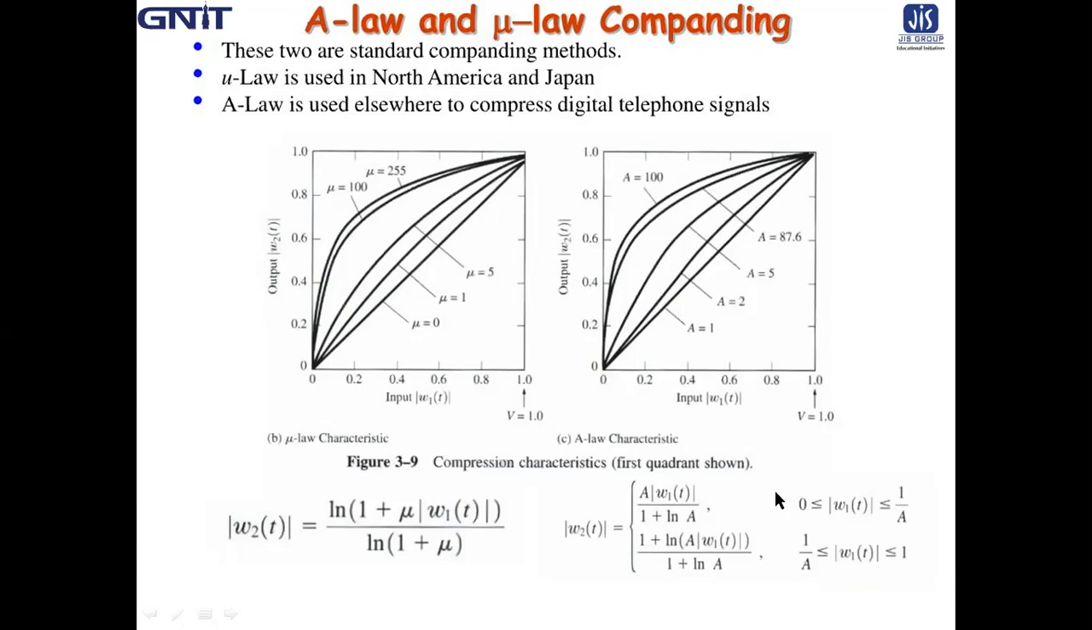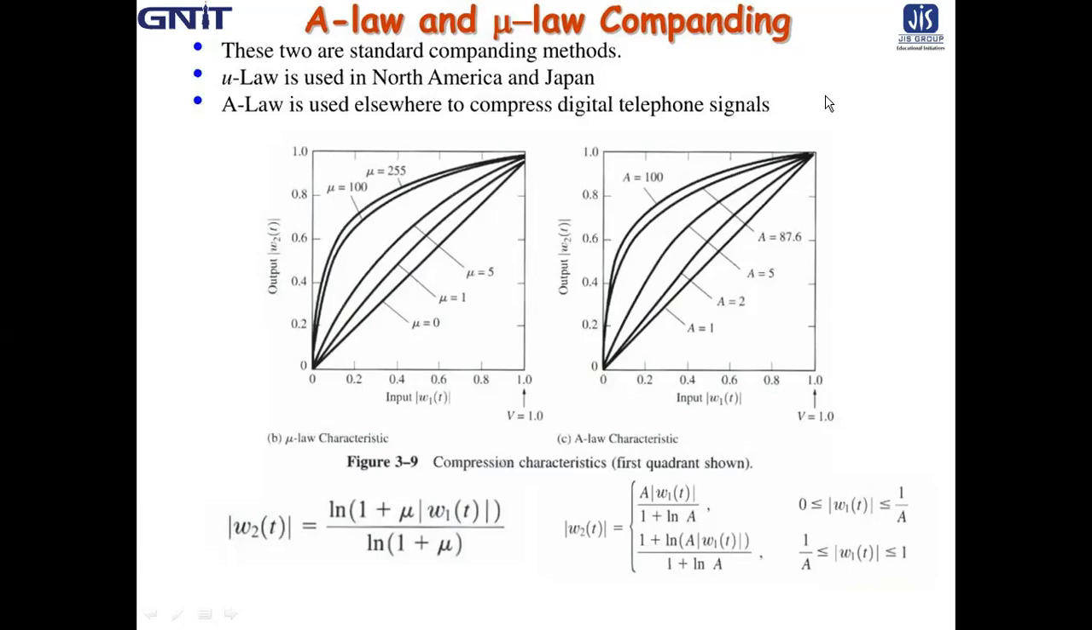And as I already told, W1T is the same for mu law and A law, which is the normalized value of the input with respect to the maximum value, say X max. So these two are the compression characteristics, that is mu law and A law. These laws are established in North America and Japan, and using these laws the compression characteristics are defined.